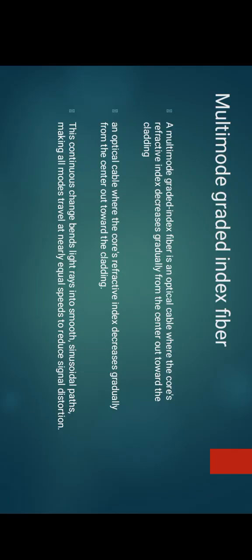Next is multimode graded index fiber. A multimode graded index fiber is an optical cable where the core's refractive index decreases gradually from the center outward toward the cladding. This continuous change bends light rays into smooth sinusoidal paths, making all modes travel at nearly equal speeds to reduce signal distortion.